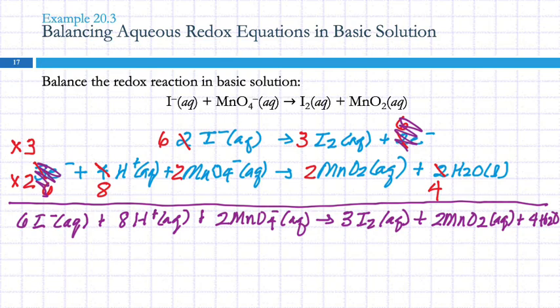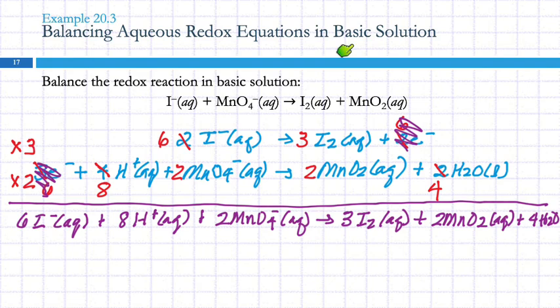So it would be a good idea to check this before we go on. So here we have 6 I's and 6 I's, and 8 H's and 8 H's, 8 oxygens, and 2 times 2 plus 4, 8 oxygens. And the charges, everything's neutral over here, and we've got -6 and +8, so that's +2, and then -2 is 0. So that's balanced. That would be in acidic solution.